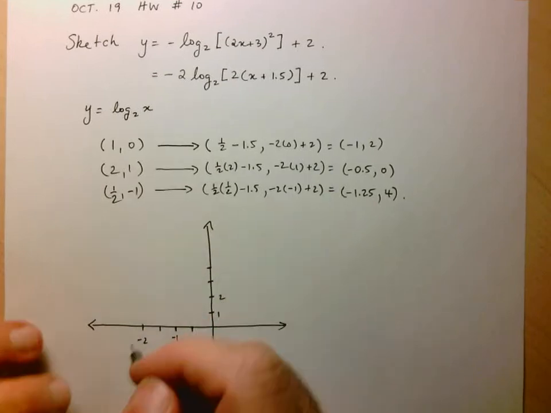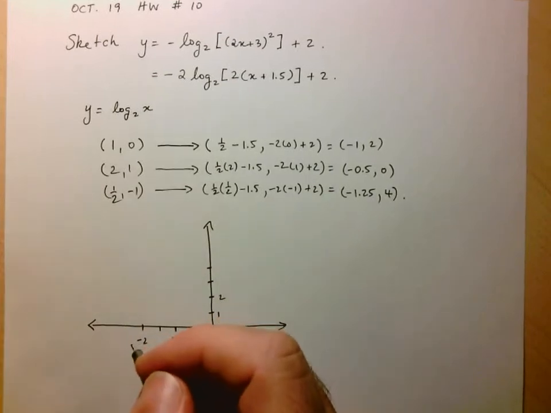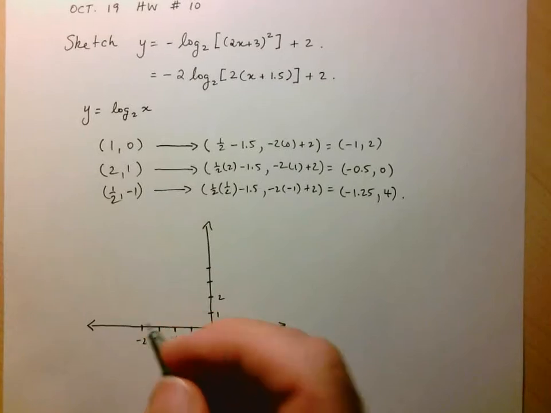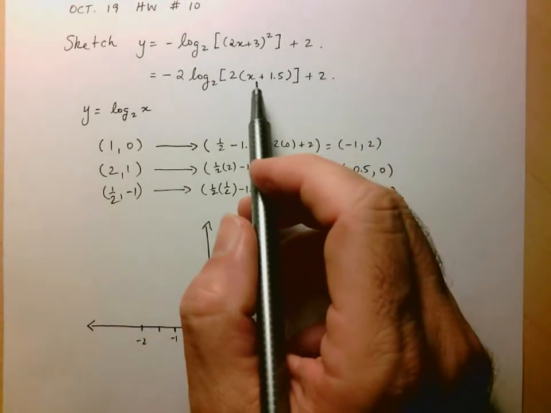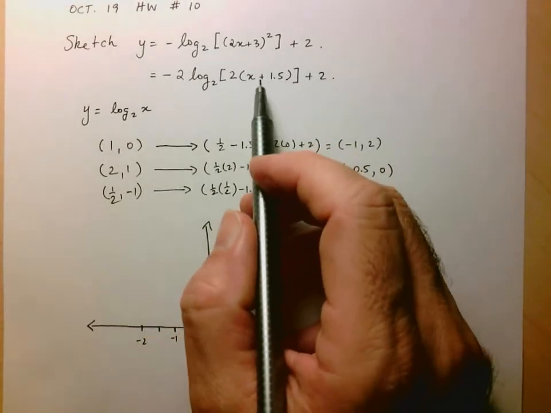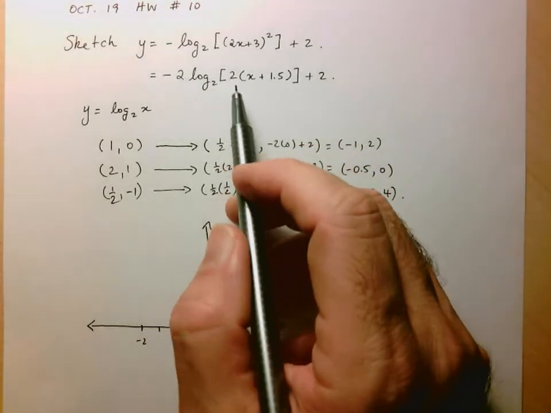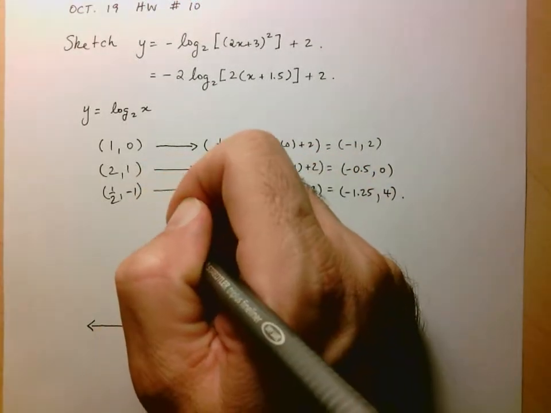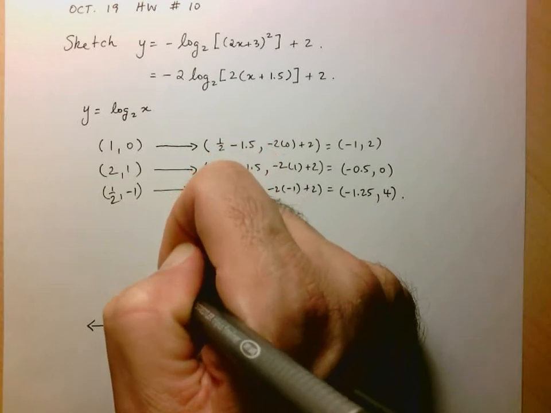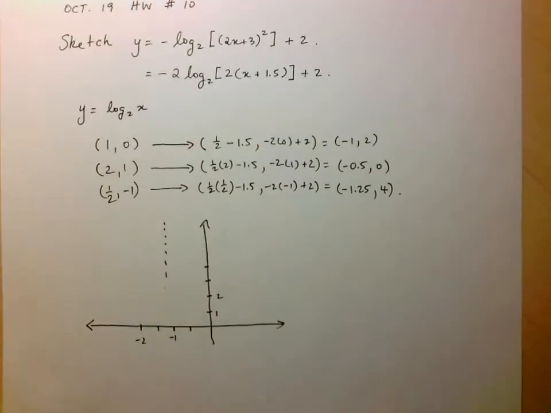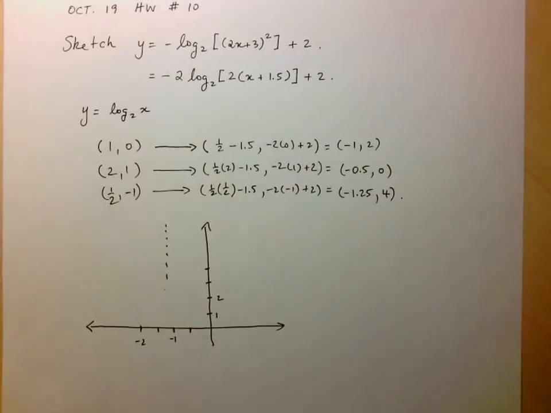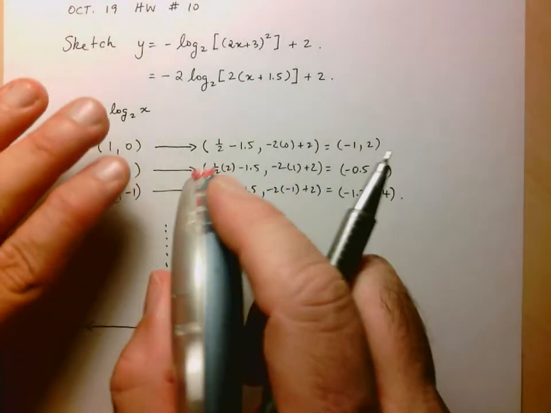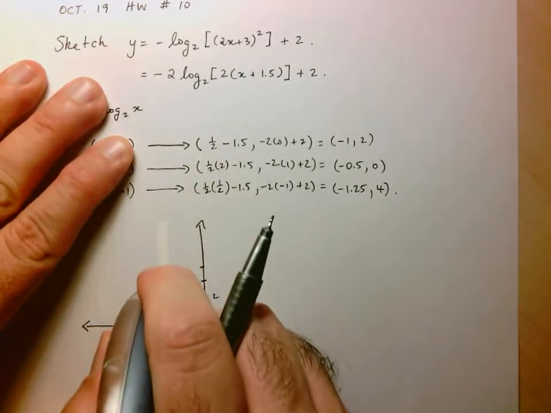Okay, so now before I start, let me set up my structure here. What's happened is now I have this translation to the left by 1.5 units. So that's where my asymptote is going to be. It's going to be at, oh, that's a very bad asymptote. Let's fix that up. Let's try again.